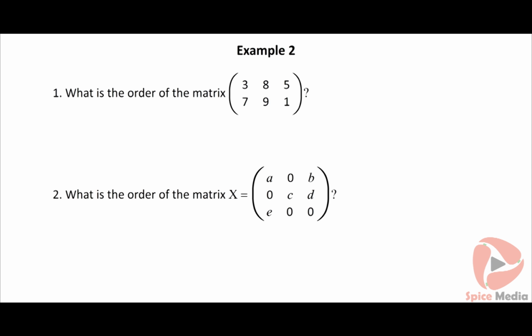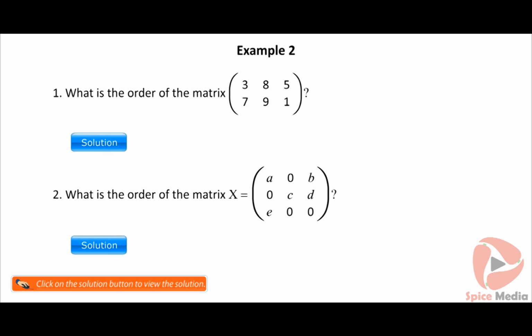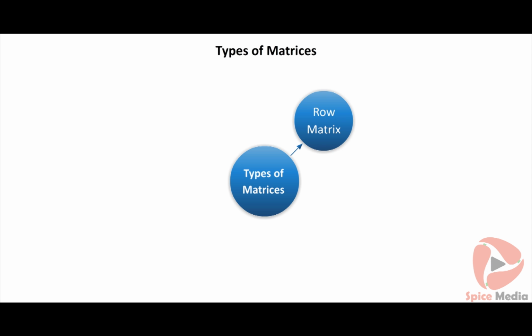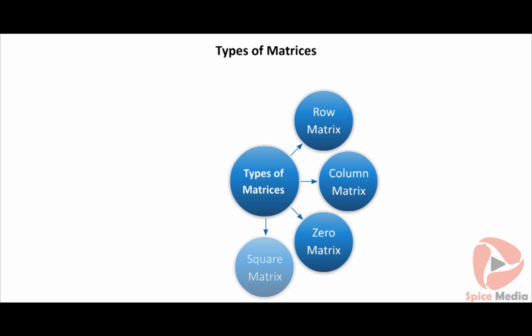Here are some examples. What is the order of the matrix 3, 8, 5, 7, 9, 1? What is the order of the matrix X equal to A, 0, B, 0, C, D, E, 0, 0? Click on the solution button to view the solution. Let's now see in detail about the types of matrices.